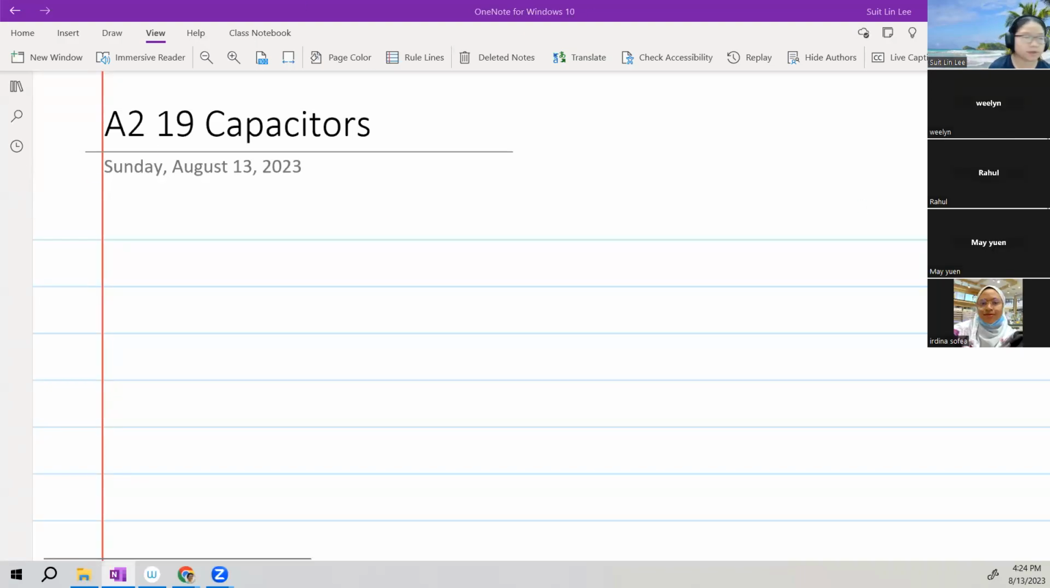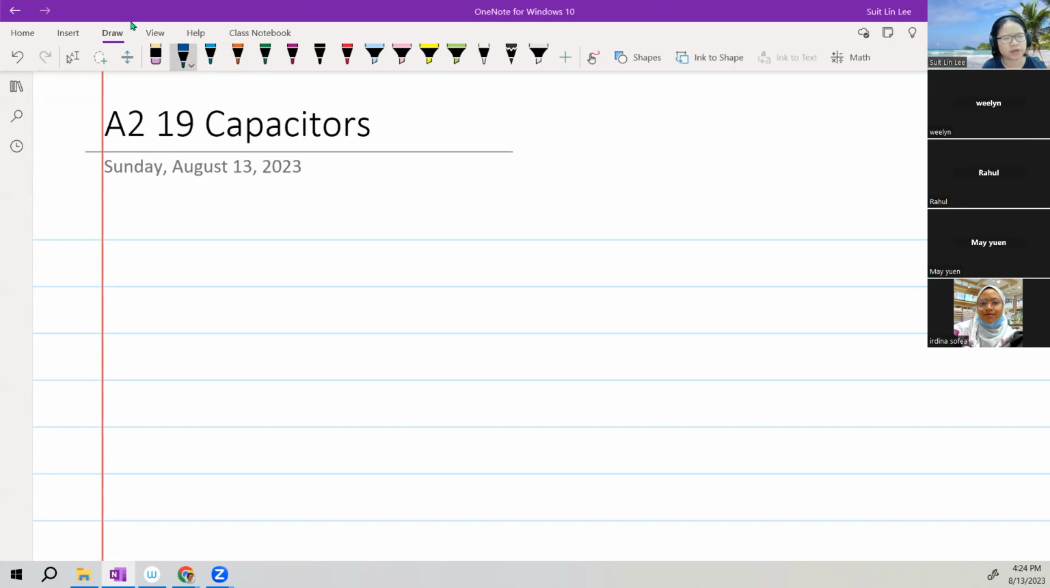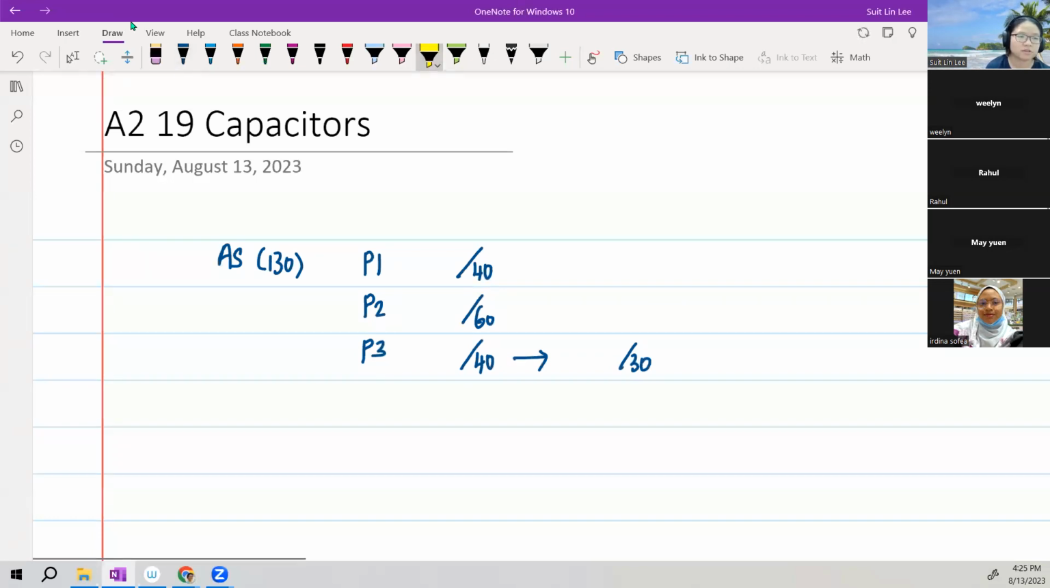Okay, so before I start today, I just want to talk to you a little bit about your AS results. Depending on what you have for your AS, the full mark is 130. If you don't know this, you should go and find out from your exams department or your subject lecturers what your scores are for paper one, the objective paper, paper two, the structured paper, and paper three, the lab paper. Your practical paper will be converted to 30 marks, bringing these three into a total of 130.